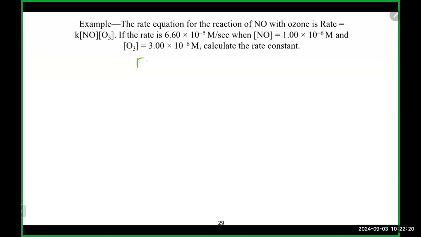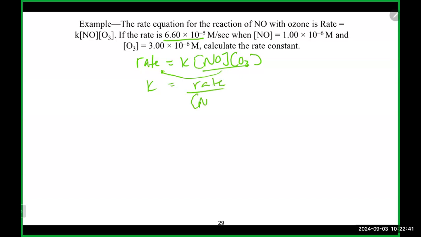Give us the rate laws. So we got our rate is equal to k[NO][O3]. And they gave us the rate, which is 6.6 times 10 to the minus 5. Here we're going to solve for k. So we're just going to bring these guys to the other side, which will give us our rate divided by [NO][O3] in this case.